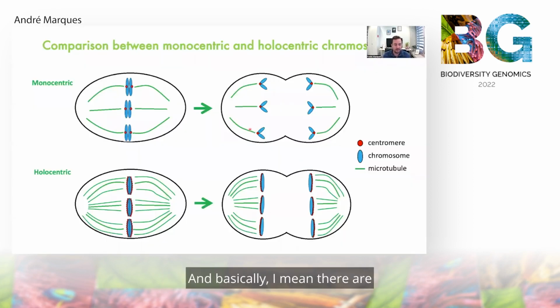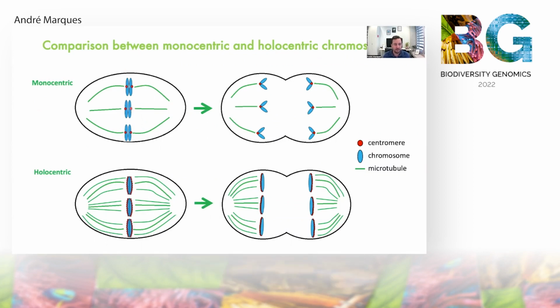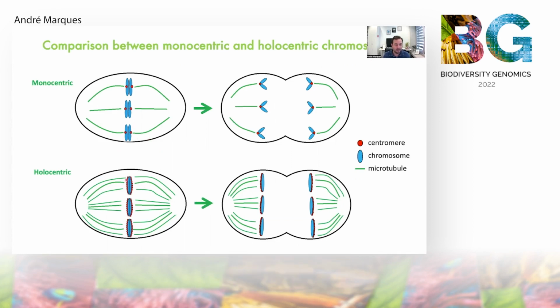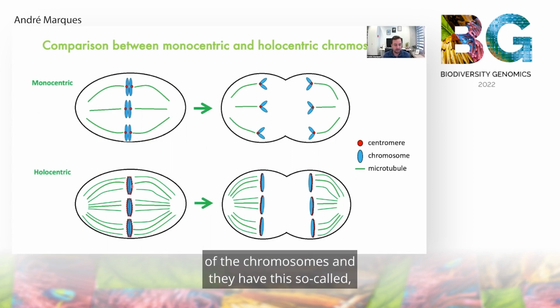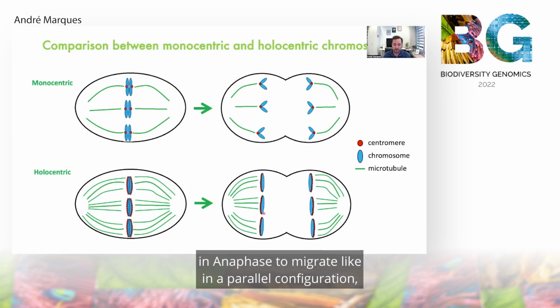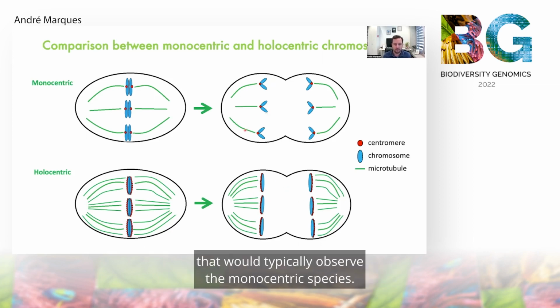Basically, there are two main different types of chromosome organization based on the centromere distribution of those structures. We have monocentric chromosomes, which have a single centromere per chromatid. And we also have many species that have holocentric chromosomes. In mitosis, microtubules attach along the entire length of the chromosomes, and they have this so-called holokinetic activity, which makes those chromosomes in anaphase migrate in a parallel configuration instead of the V-shaped configuration that we typically observe in monocentric species.